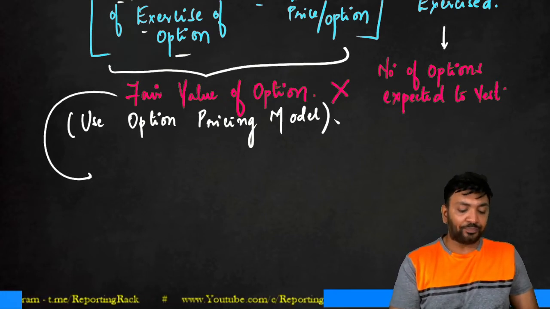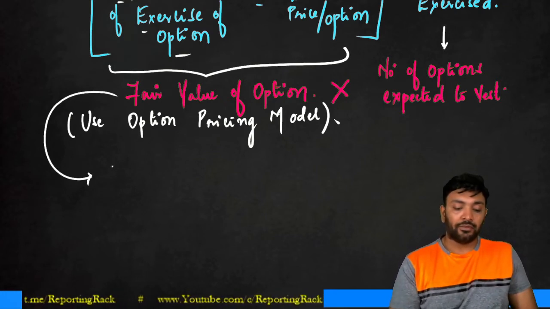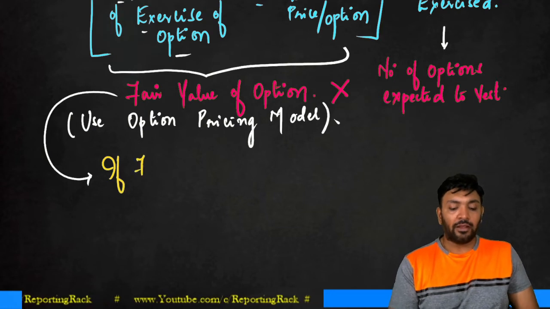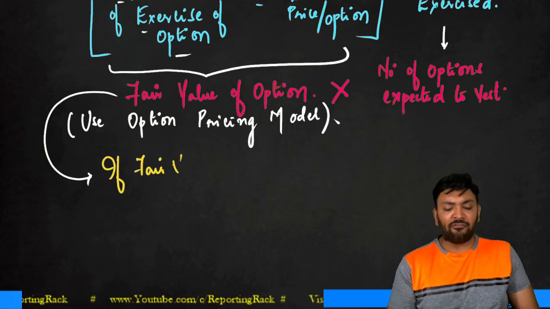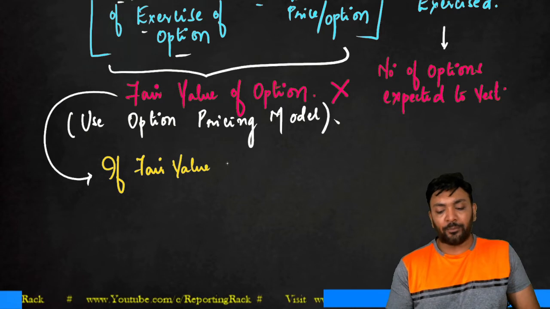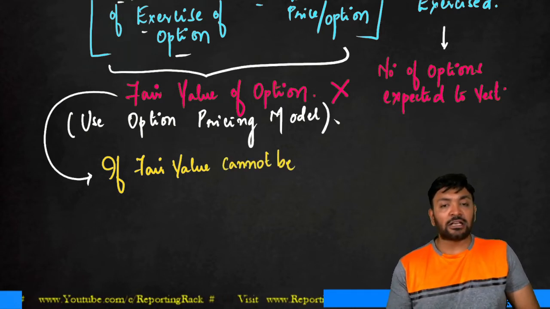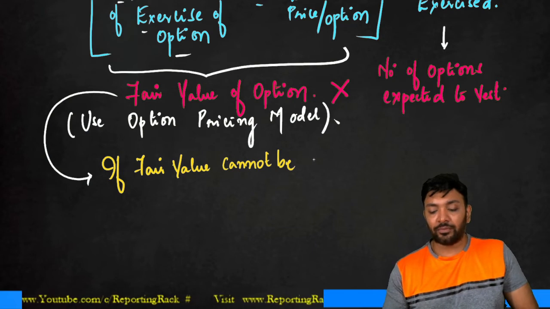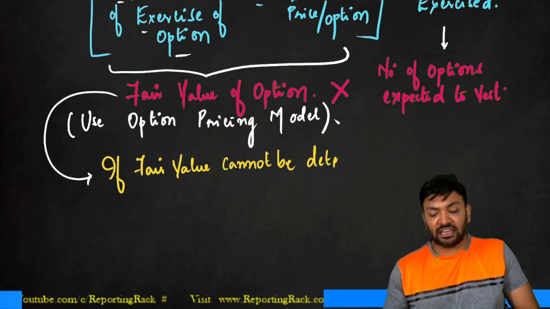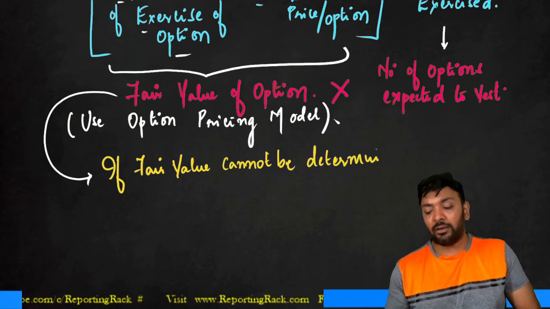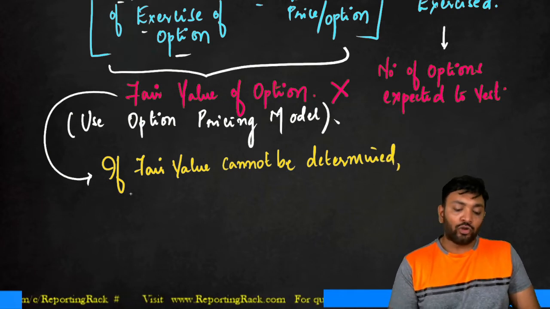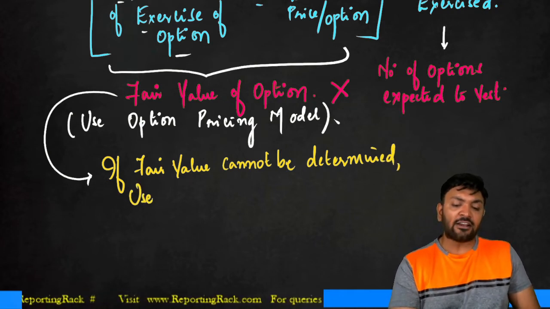If in case fair value cannot be determined, normally for us it will be given in the question only. If it is not given or if it cannot be determined, use intrinsic value of option.